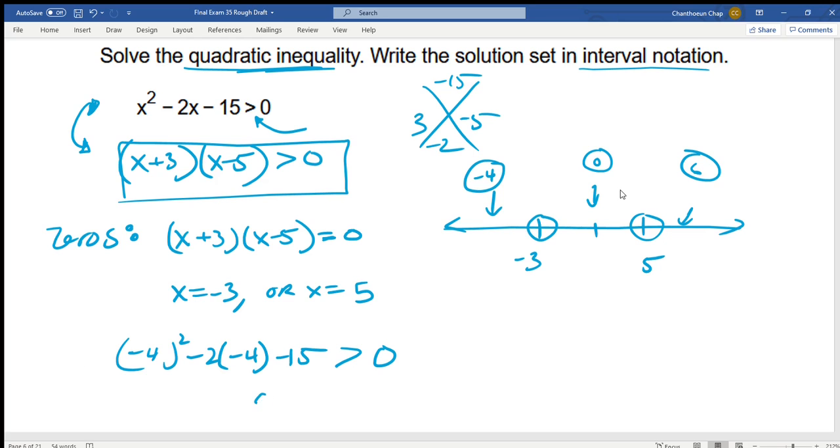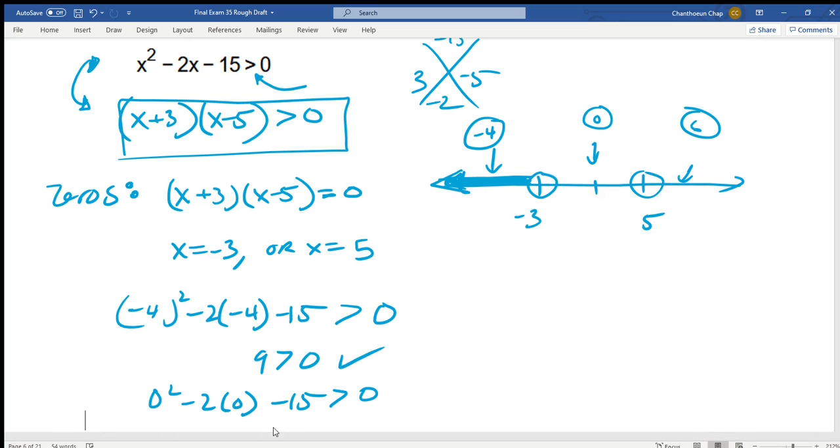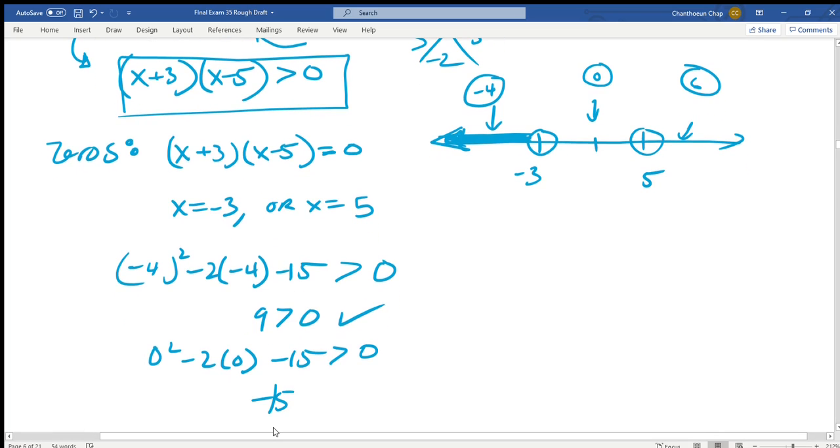I got this as 9, and it's clearly greater than 0, so this is a true statement. That means I'm going to shade everything to the left of negative 3. Now let's check 0. Is 0 squared minus 2 times 0 minus 15 greater than 0? This one's negative 15, and that's not true. This is false, so don't shade in the middle.